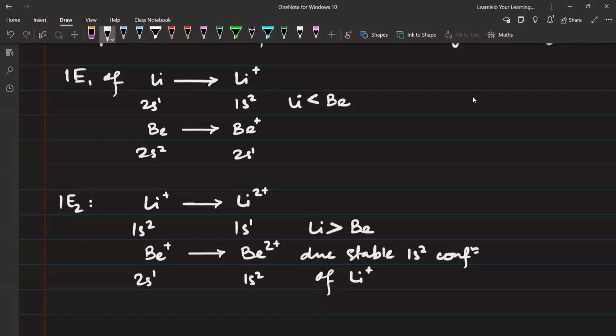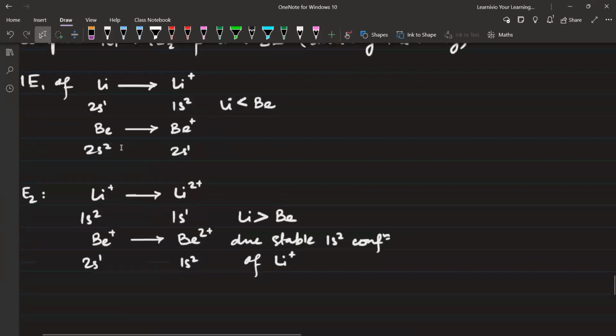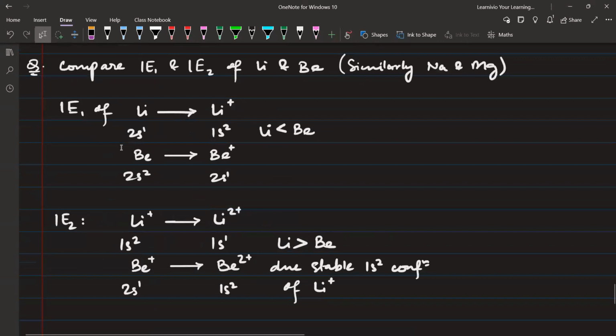Up it is down, raise your hand once you're done. Similarly, there is a question in NCERT for sodium and magnesium. Similarly you have to do it. You don't have to do anything.